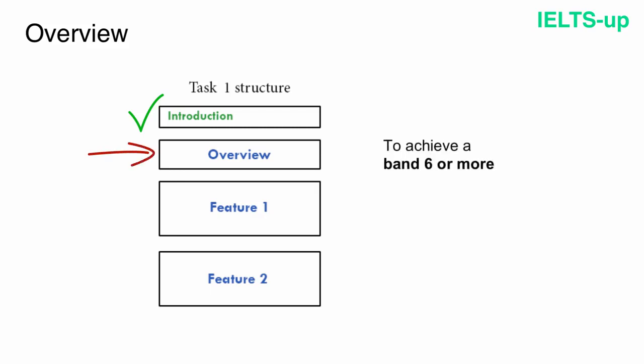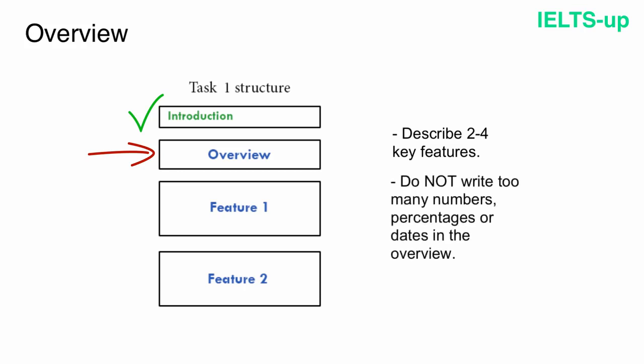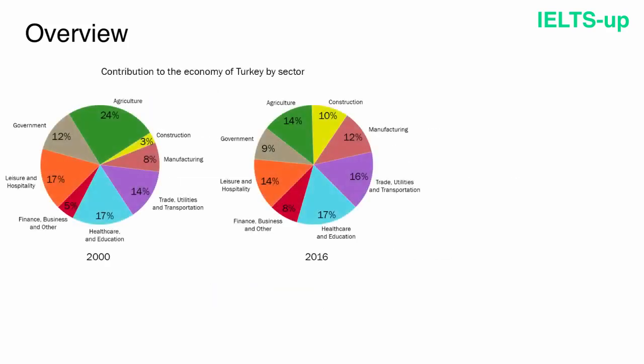Remember, to achieve a band 6 or more for task 1, you must provide the overview. In the overview paragraph, you should briefly describe major features of your pie charts. Ideally, you should describe from 2 to 4 key features. Do not write too many numbers, percentages, or dates in the overview. You have to keep only general information in this paragraph. So, let's look at our pie charts and identify some key features.